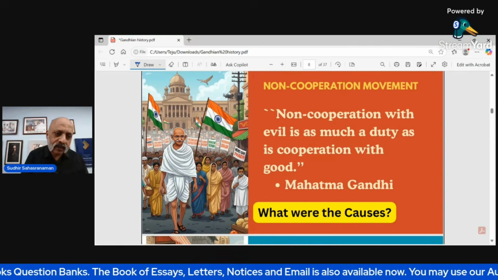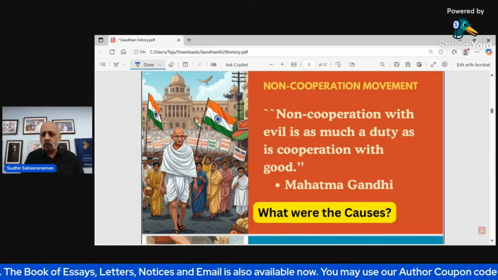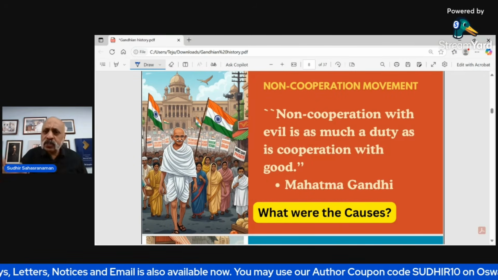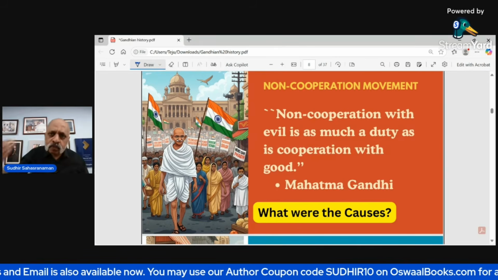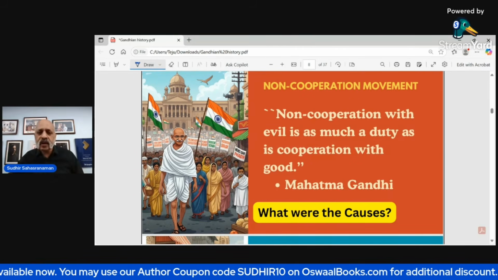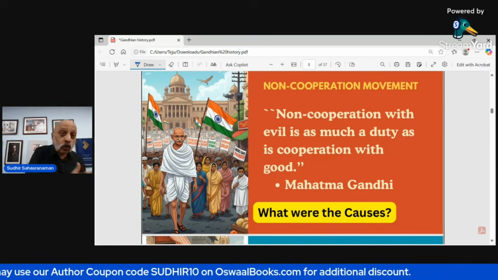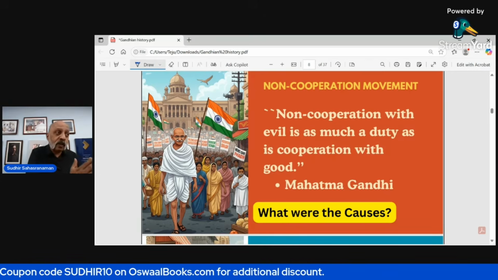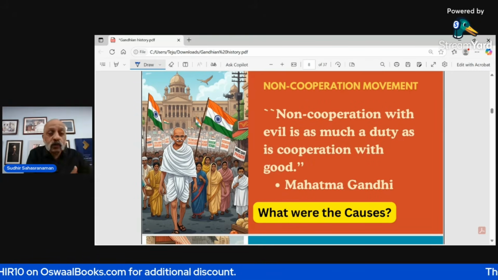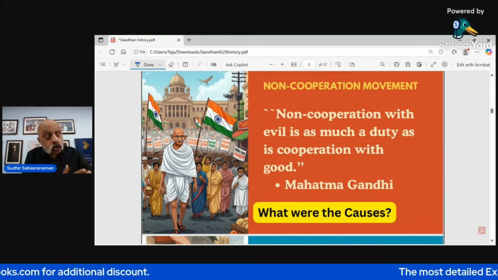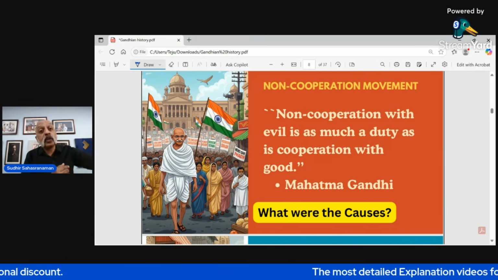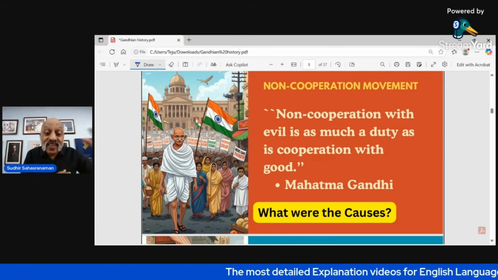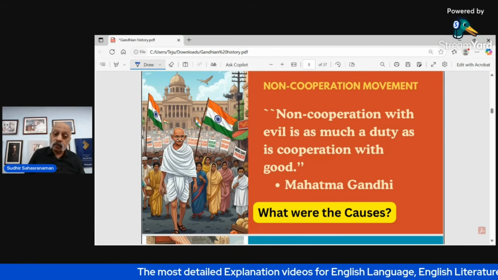So what did Mahatma Gandhi say about the non-cooperation movement? He said non-cooperation with evil is as much of a duty for every Indian as is cooperation with good. It's not okay if you say that I cooperate with all the good things. No, you also need to not cooperate with what is wrong, with what is evil. So this is what Mahatma Gandhi said.